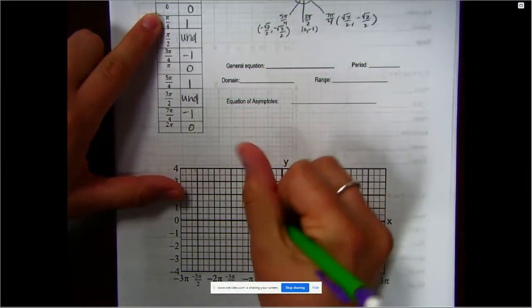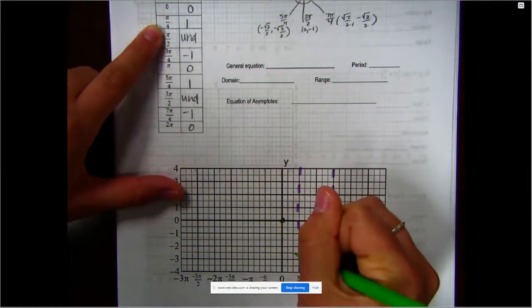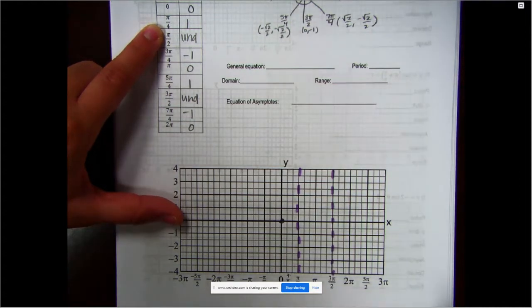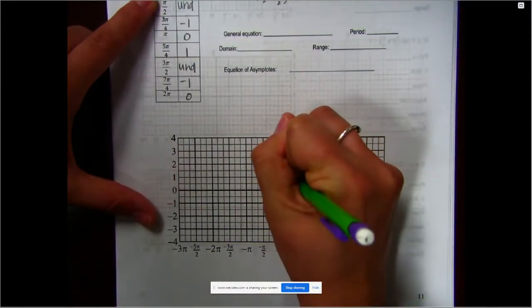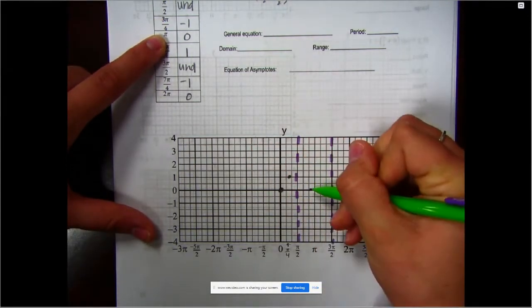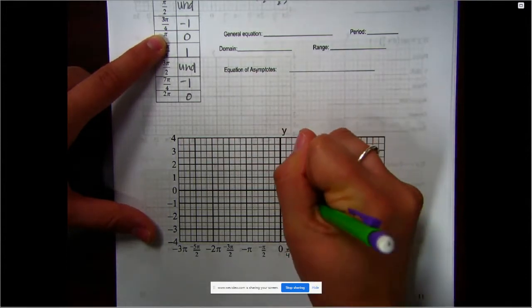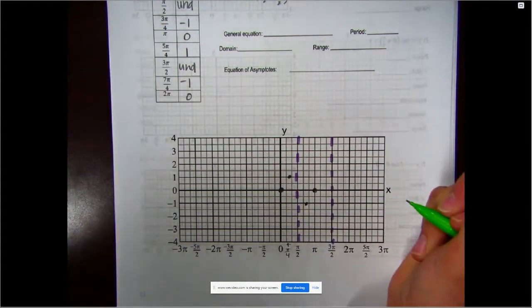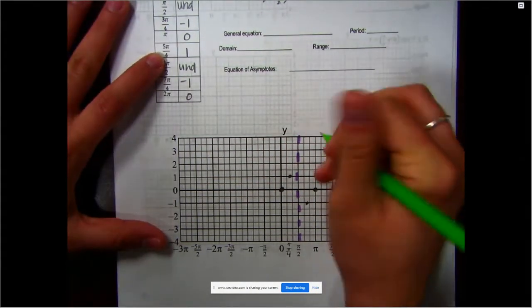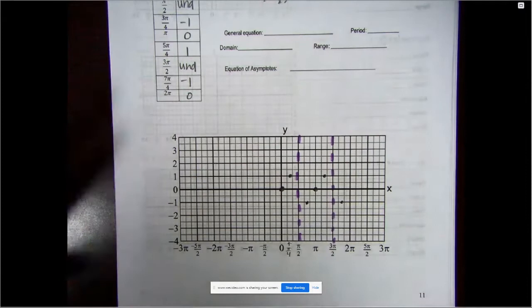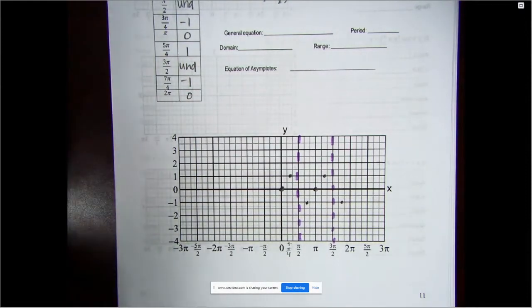So now I have 0, 0, pi over 4, 1. We know that pi over 4 is halfway between 0 and pi over 2. So halfway there, I'm going to go up 1. 3 pi over 4, so that's this next halfway point, is negative 1. Pi is 0. And 5 pi over 4 is positive 1. There's our undefined. And 7 pi over 4 is negative 1.